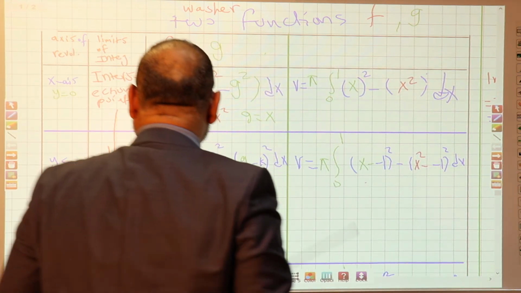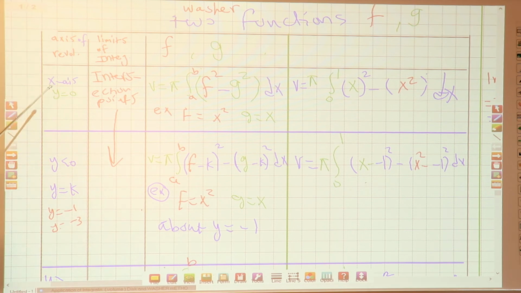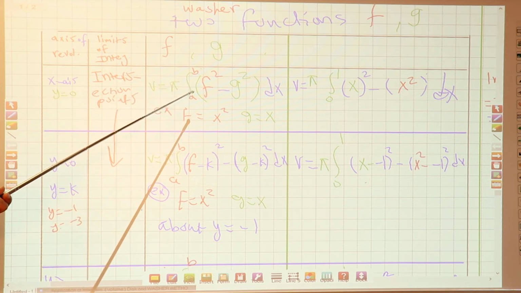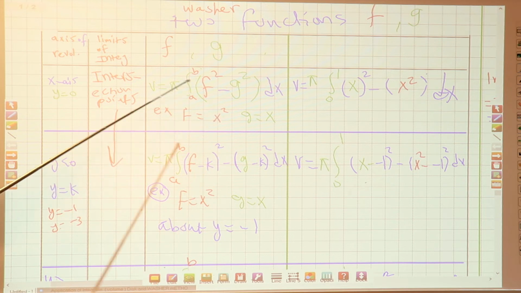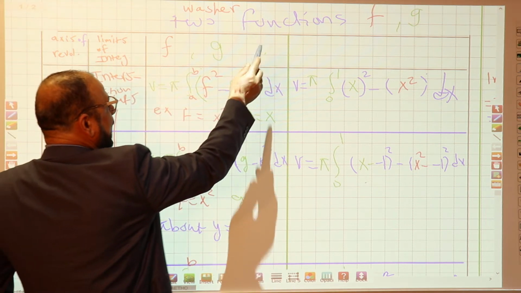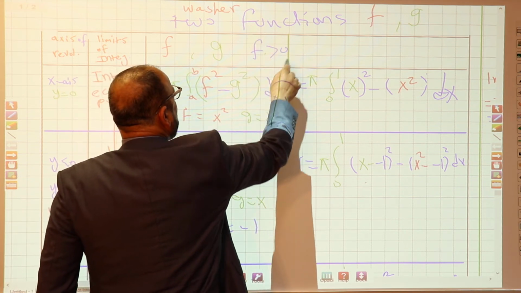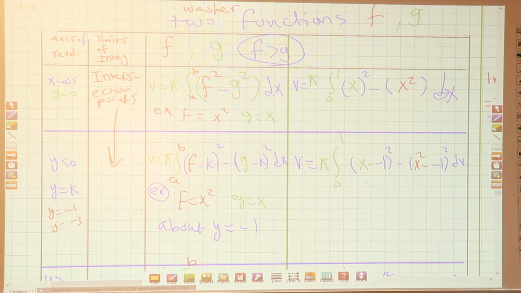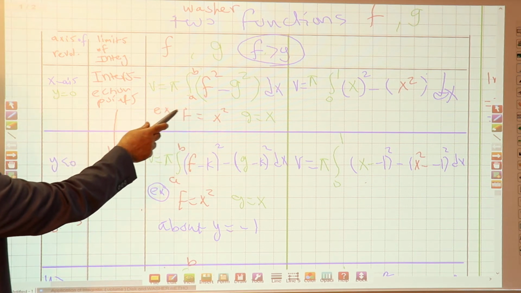The same thing, we have 3 cases, either revolving about the x-axis. If I did this for the x-axis, it's going to be the same for the y-axis, but instead of f of x, I'm going to use f of y. This is f squared minus g squared, the top. In all my cases, f is greater than g.